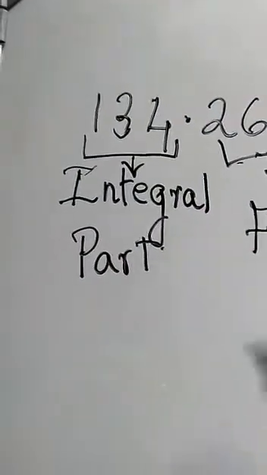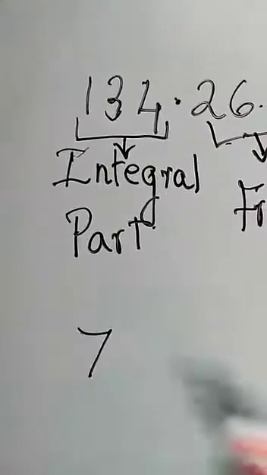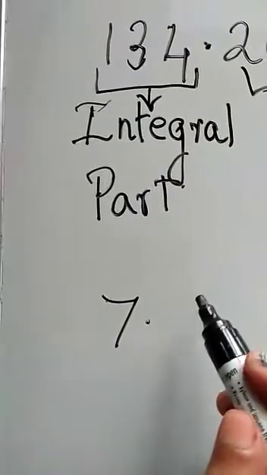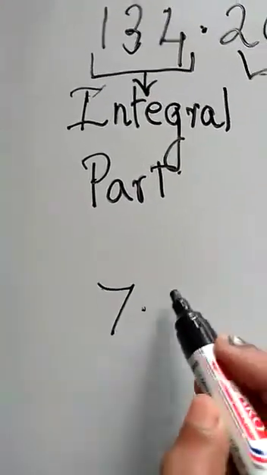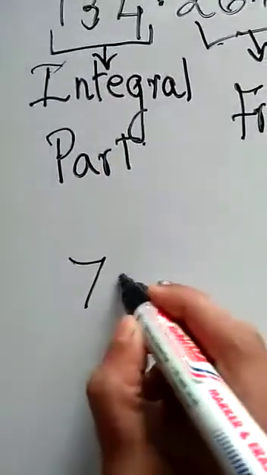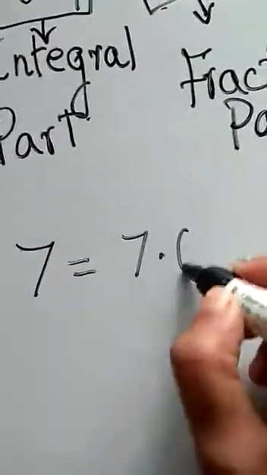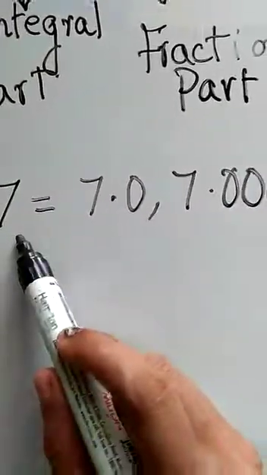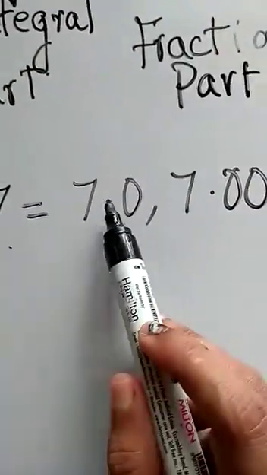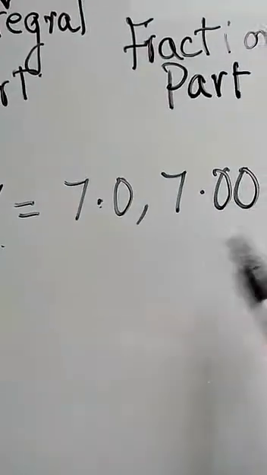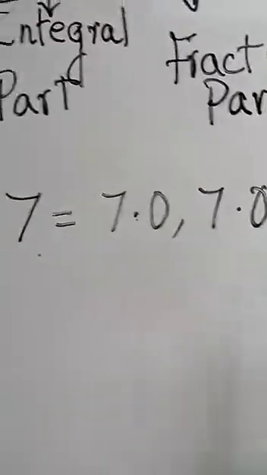Okay, now if you consider a whole number like 7, this whole number can be written in decimal form this way. That is, 7 is also equal to 7.0, 7.00, whatever number of zeros you put. So 7 can be written as a decimal number by putting a point after 7 and putting zeros in the fractional part, meaning after the decimal.